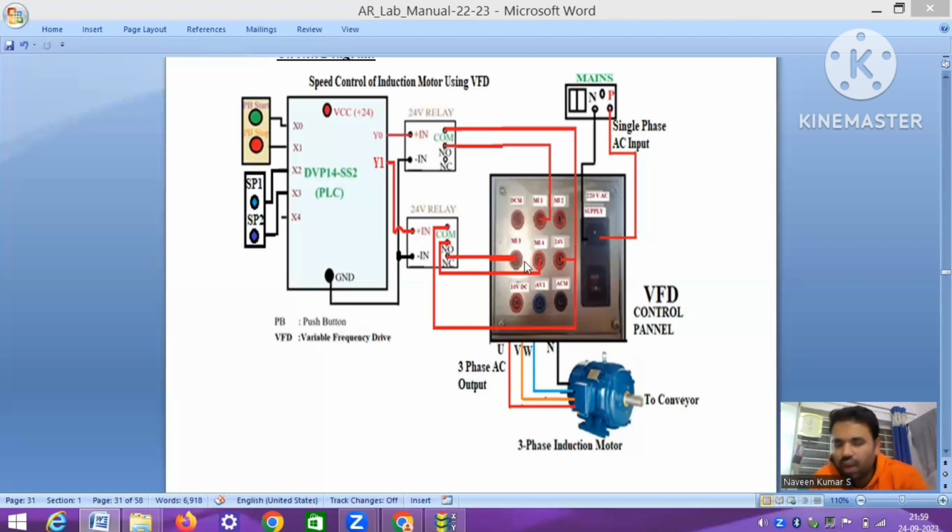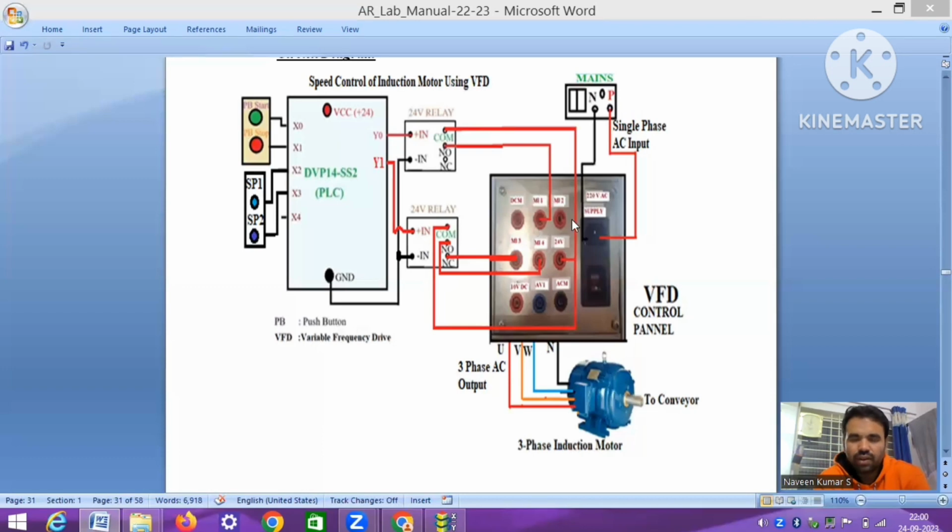This VFD is configured to operate at 50 hertz when multipurpose input 3 gets the 24 volt signal, and configured to operate the motor at 20 hertz when 24 volts is connected to multipurpose input 4. The switching between these two multipurpose inputs is achieved by the second relay.